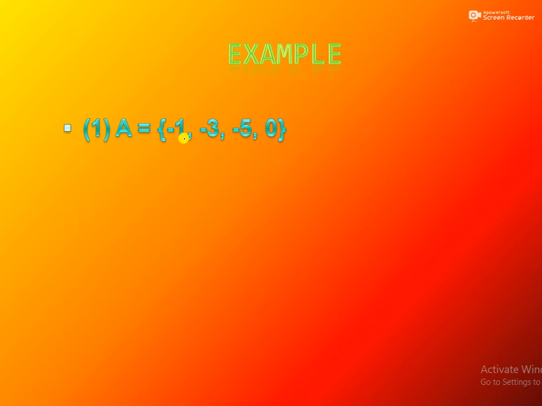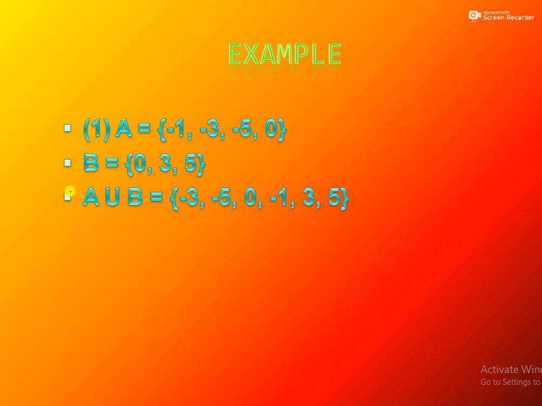Set A is equal to {-1, -3, -5, 0}. Set B is equal to {0, 3, 5}. A union B is equal to... let's combine both the sets: -3, -5, 0, -1, 3 and 5. You can write the elements of this set in any order, but all the elements should be present in this set without repeating any element.